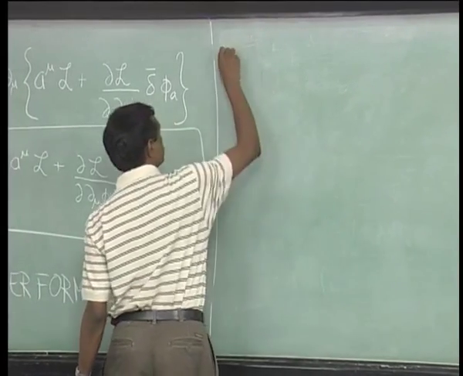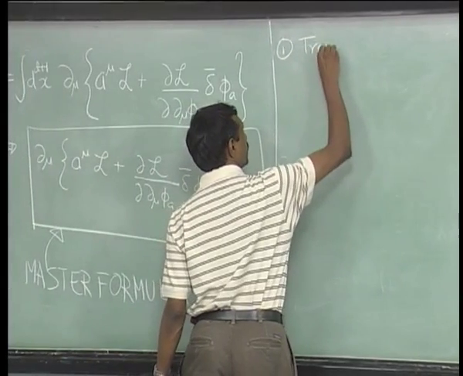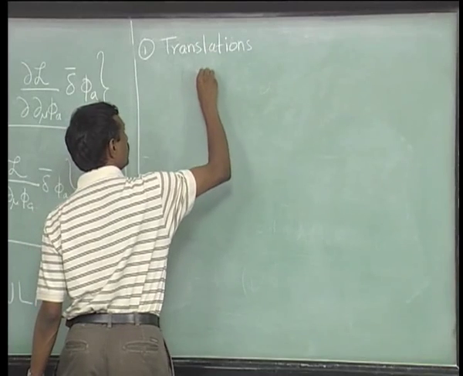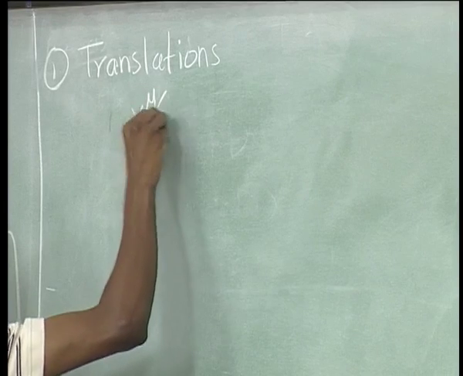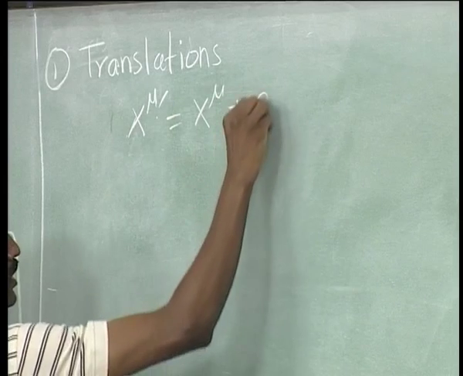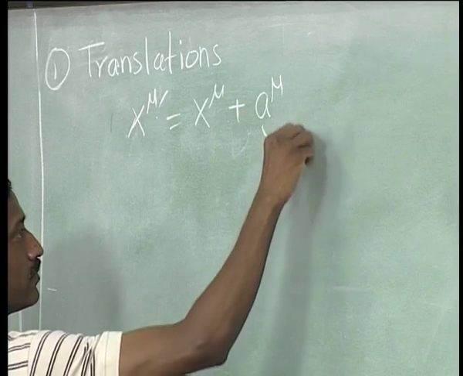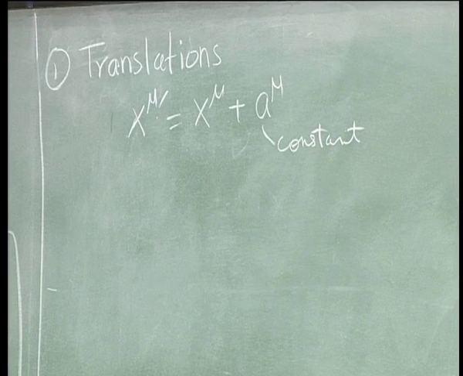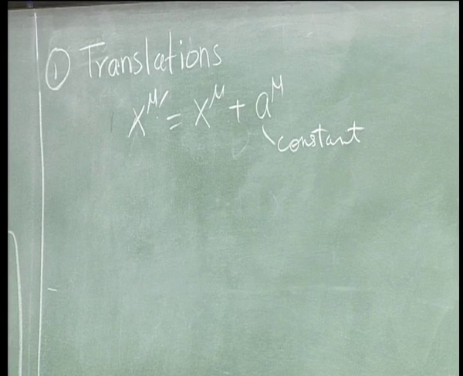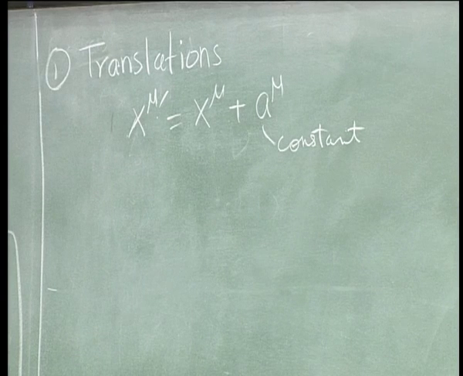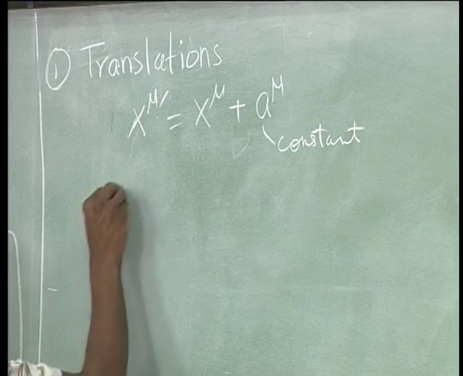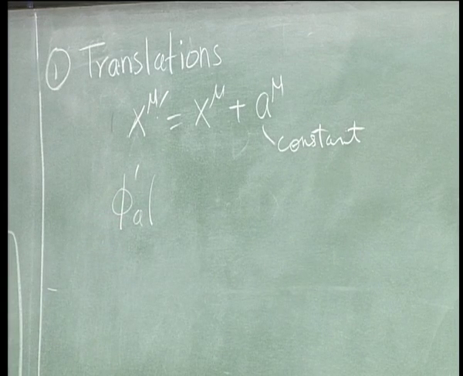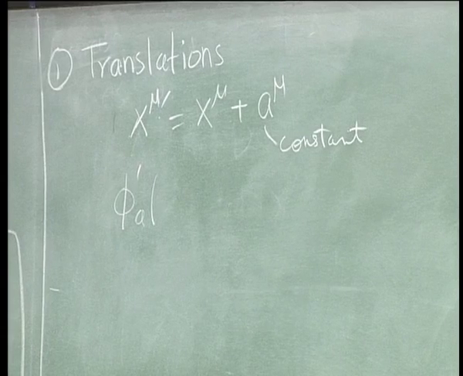So, the first one is just x mu prime equal to x mu plus a mu, now a mu is a constant, it is not an arbitrary function. Okay. I use the same notation, but I do not think it will be confusing for you. And how does a scalar field transform, for a scalar field I do it here, and for a vector field it will be in the assignment you will be receiving later today.